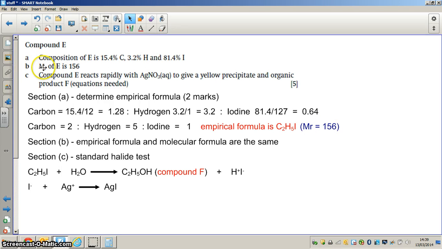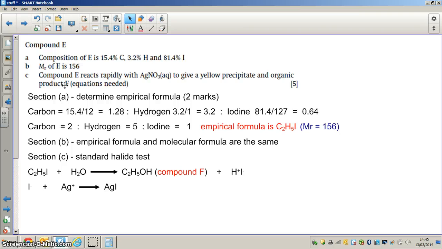Part B of the question tells us that the relative molecular mass of compound E is also 156. So section B tells us that the molecular formula is identical to the empirical formula. So C2H5I represents the formula of one molecule. If we go on to section C of the information given, what we see is that compound E reacts with silver nitrate solution to give a yellow precipitate and an organic product F.